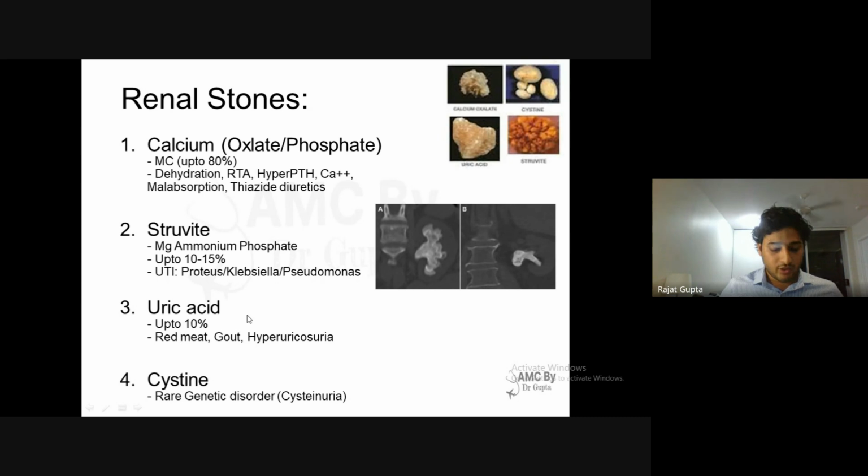And in uric acid stones, there's a very good combination to have a uric acid stone. It is beer with mutton. So red meat and beer, it precipitates uric acid stones most of the times. So just be aware. And in rare cases, cystine, in the cystinuria cases, you can have cystine stones.